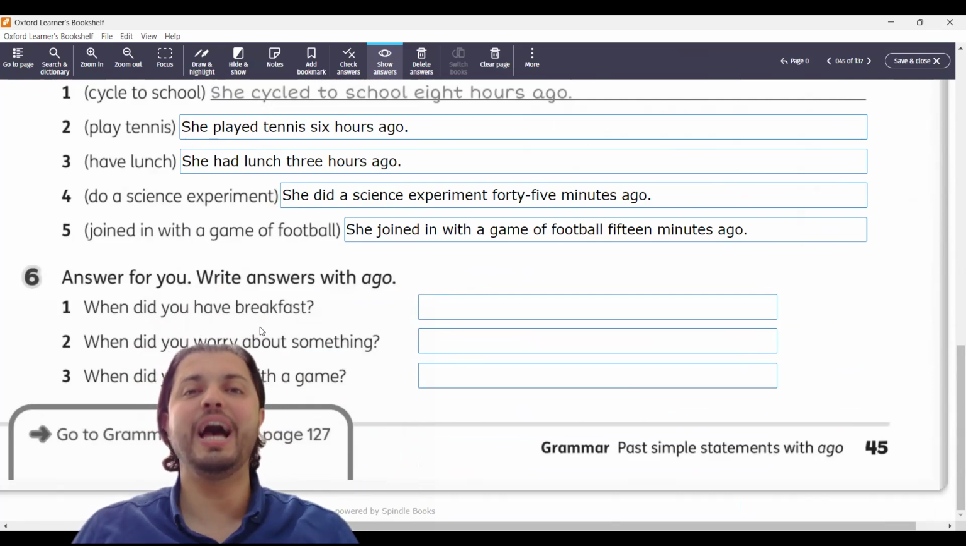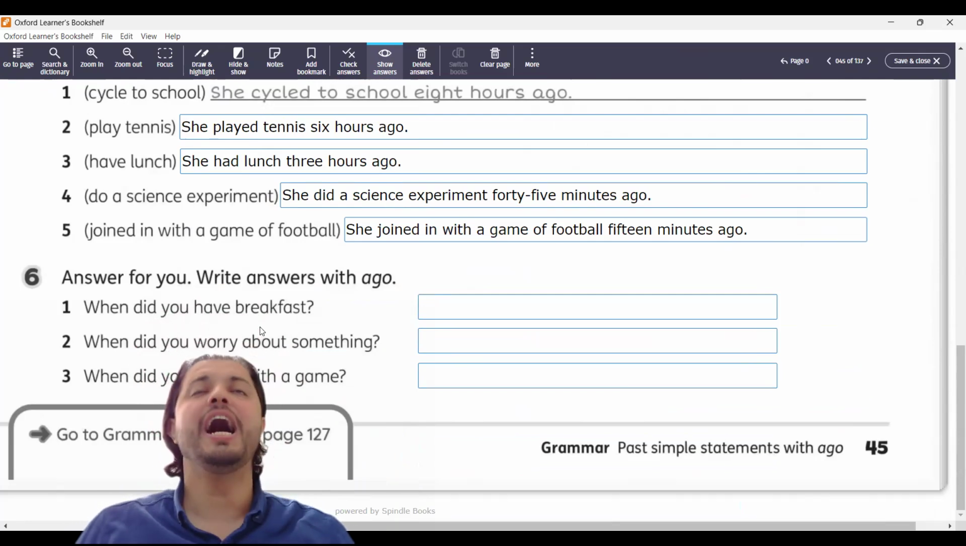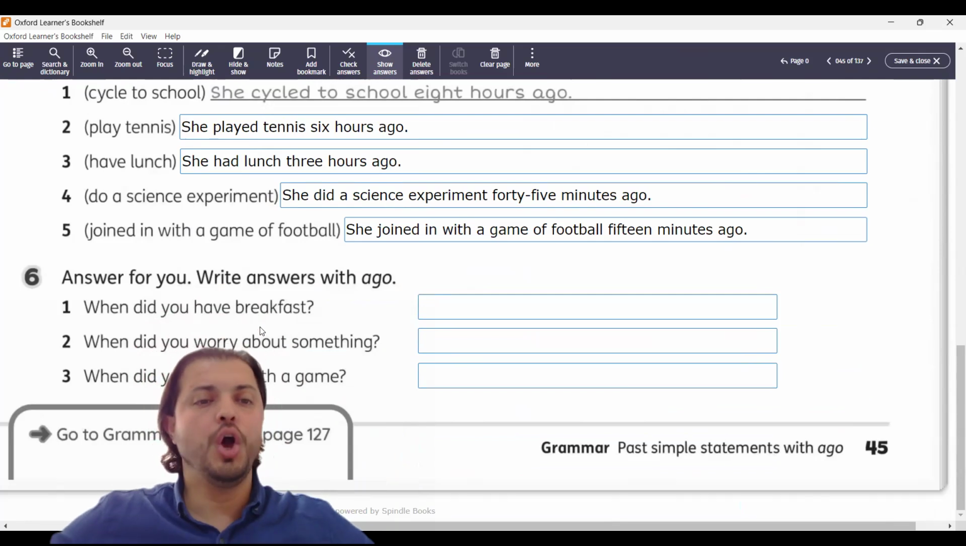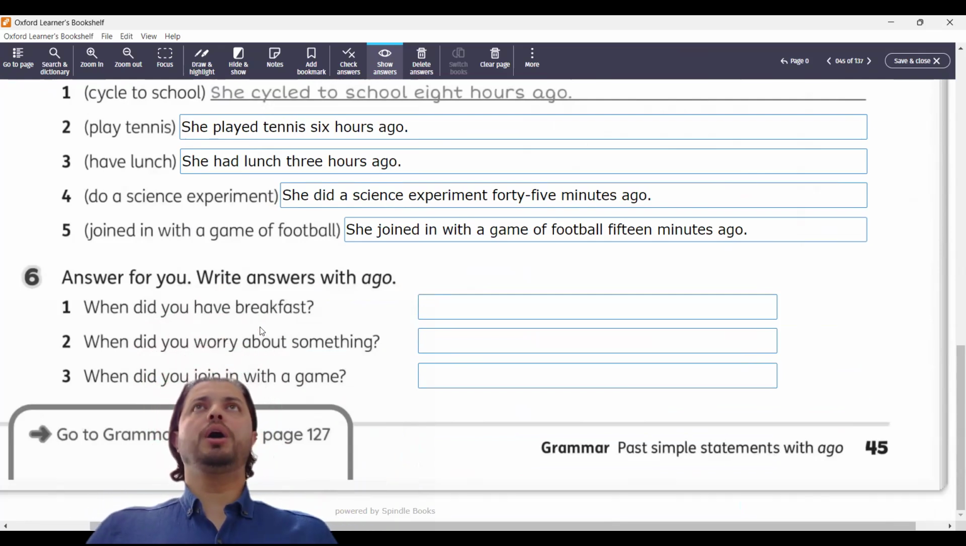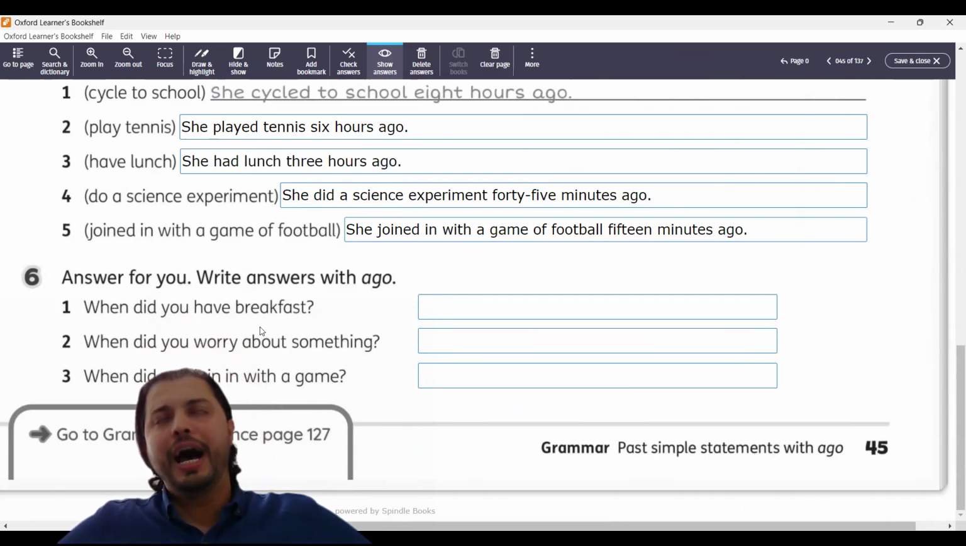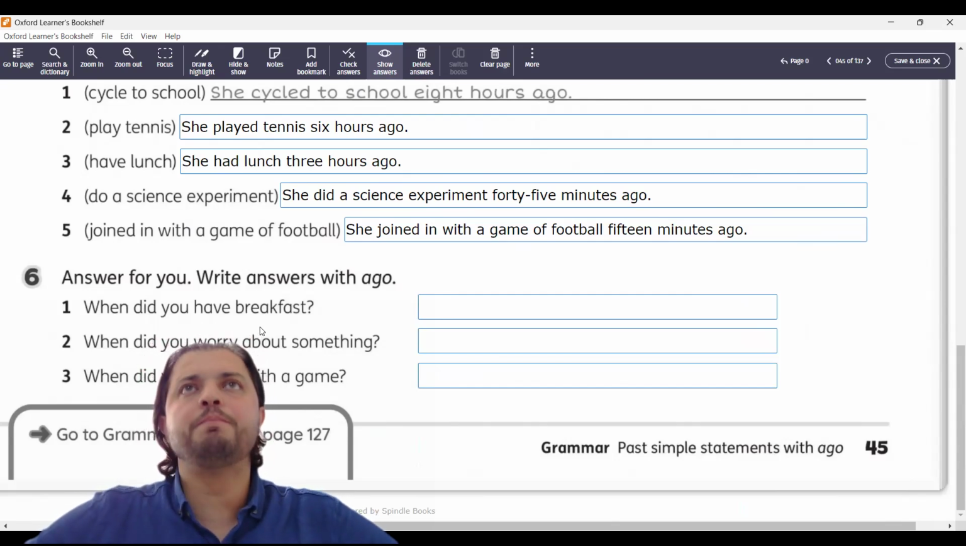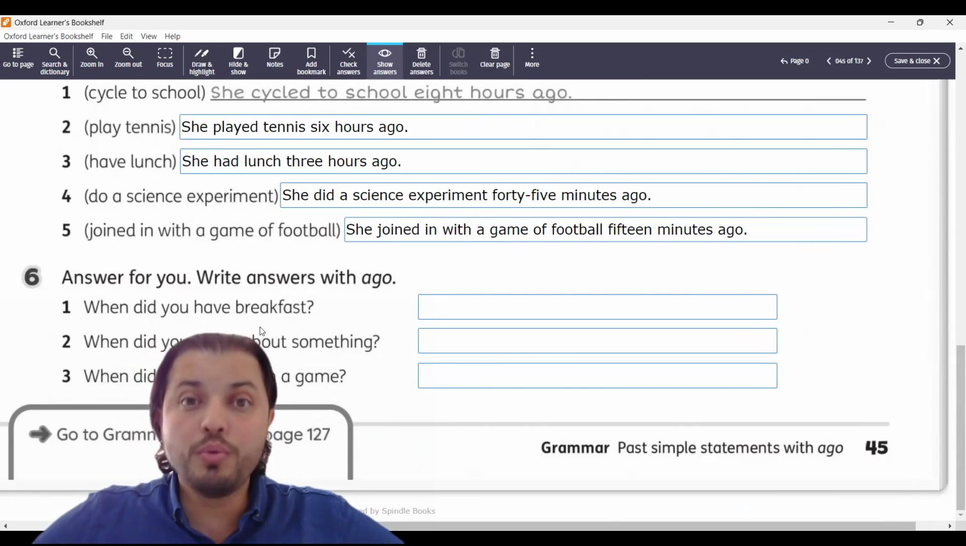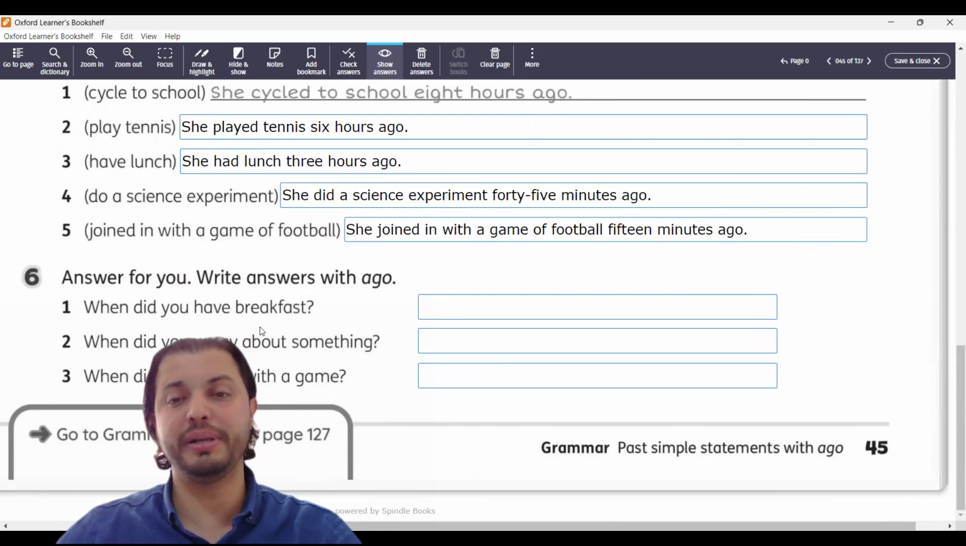I worried about my car, you can say 2 days ago. When did you join in a game? So you can say that I joined in a game 1 week ago. That's it. So it's simple, easy, I know.